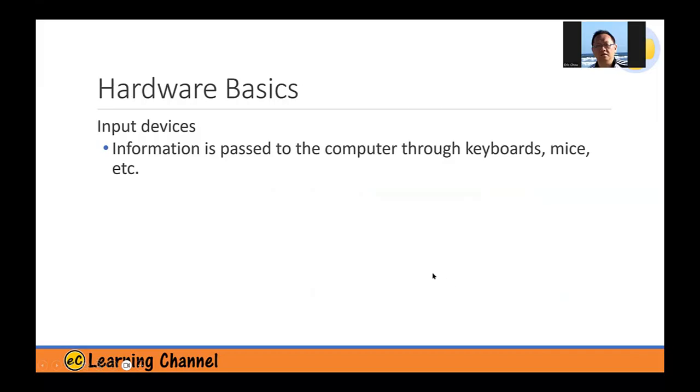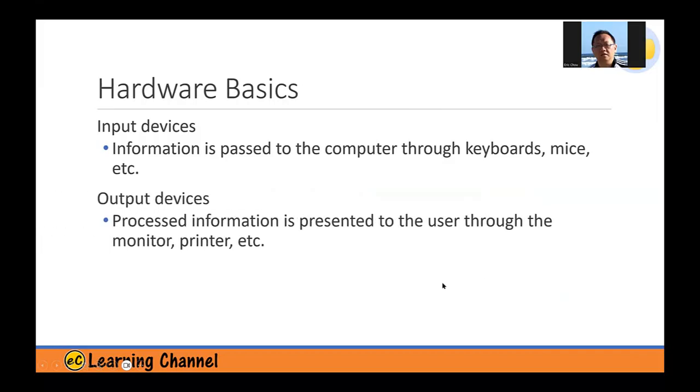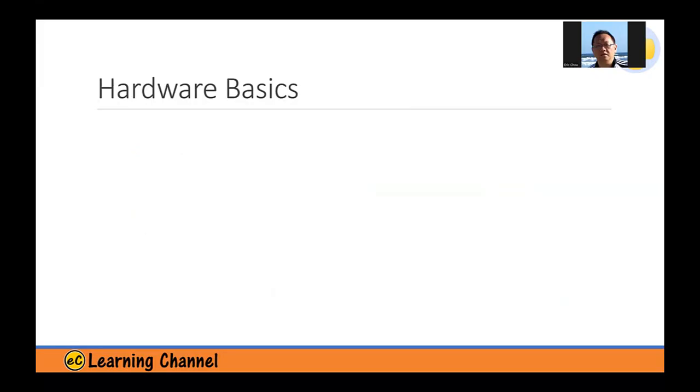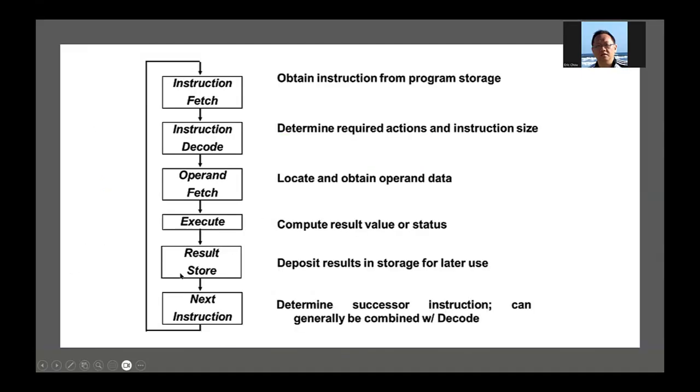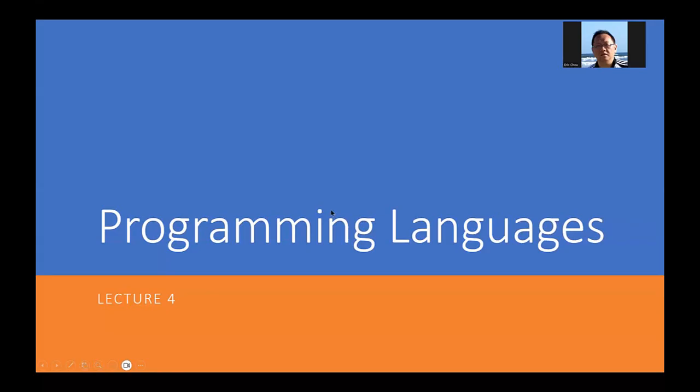Okay, input devices include your keyboard, mouse, these different things. Output devices, you have printer, monitor. Okay. And your computer goes through the fetch execute cycle. You get a computer instruction from memory, and then you decode the instruction to see what to do. And then we work out the action, and then the result is stored back to your memory. Okay, so this is called the instruction cycle.